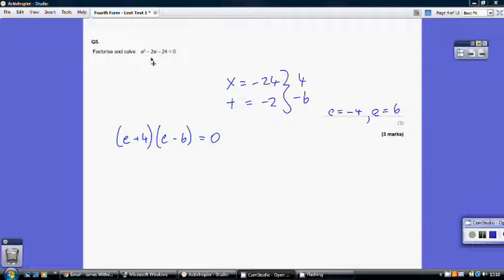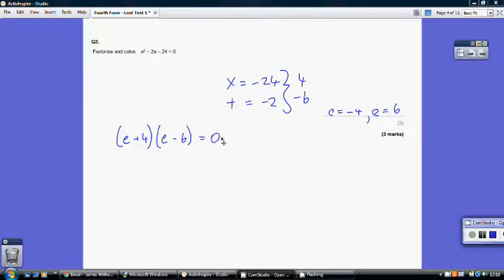Question 3, so it's quite a straightforward quadratic equation to factorise as we've only got a single e squared. So our two magic numbers multiply to make the number on the end, the minus 24, yet add to be the coefficient of e, the minus 2. So what two numbers multiplied to make minus 24, yet at the same time add to be minus 2? That's 4 and minus 6. So this factorised is (e plus 4)(e minus 6), and that equals 0.